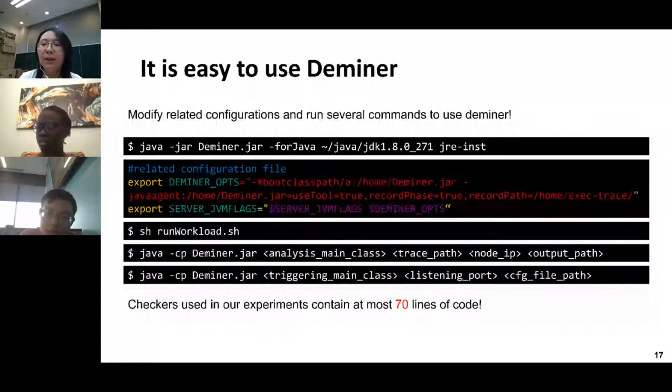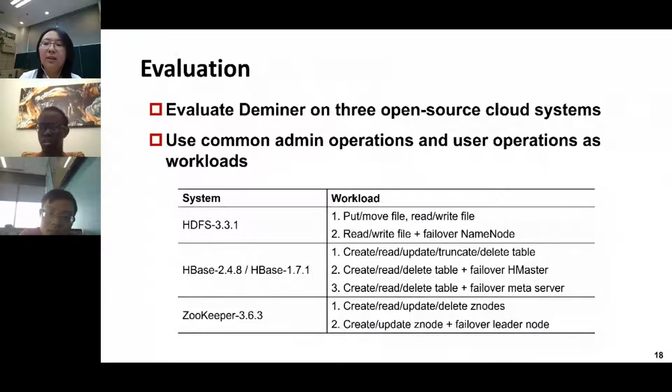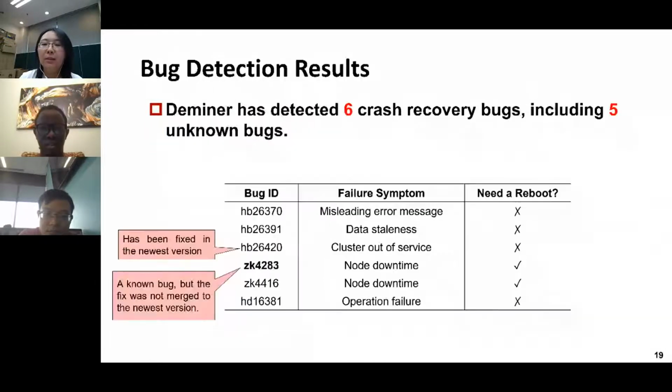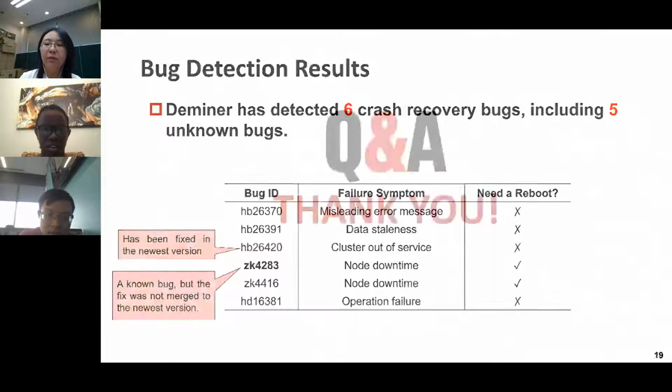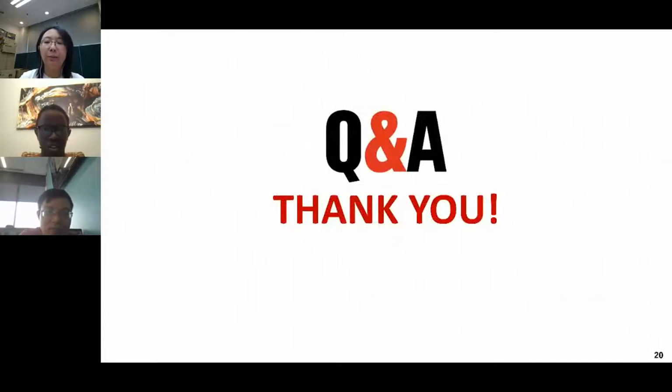We evaluate dminer's effectiveness in detecting crash recovery bugs on 3 widely used open source distributed systems. dminer has detected 5 unknown bugs and 1 known bug. These bugs can cause cluster out of service, node downtime, operation failure, data staleness, and misleading error messages. That's all. Thank you.